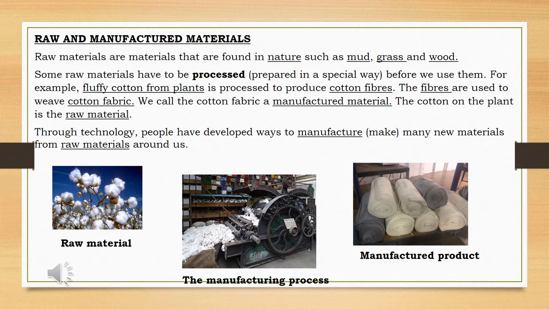Any raw material that has undergone a special process to make a new material is called a manufactured product. To manufacture means to make. Through technology, people have developed ways to manufacture or make many new materials from raw materials around us.